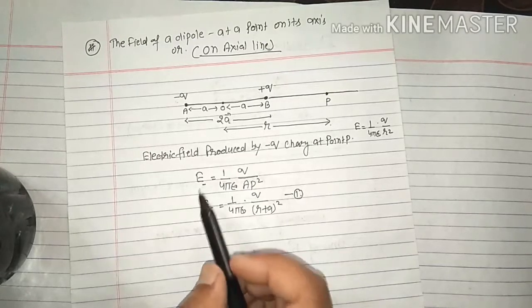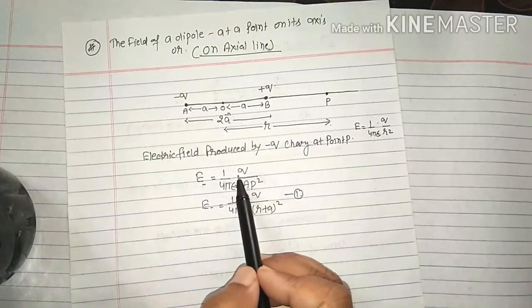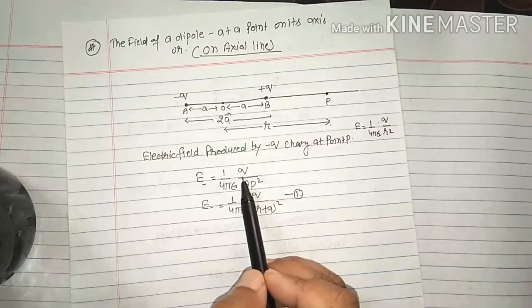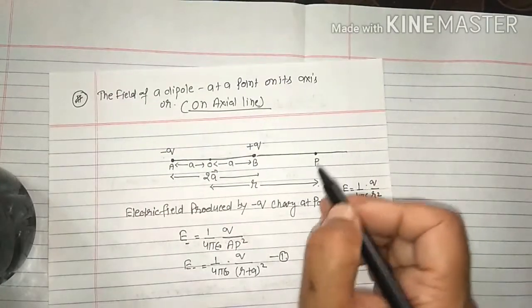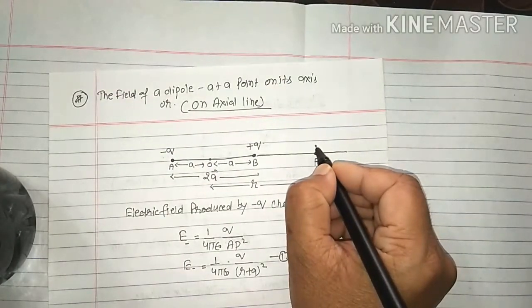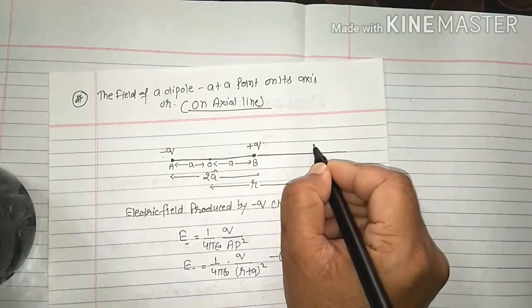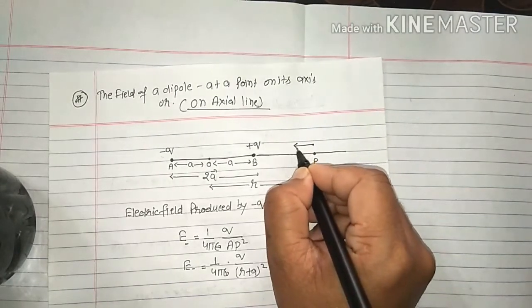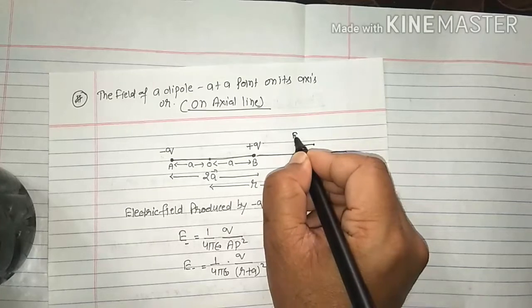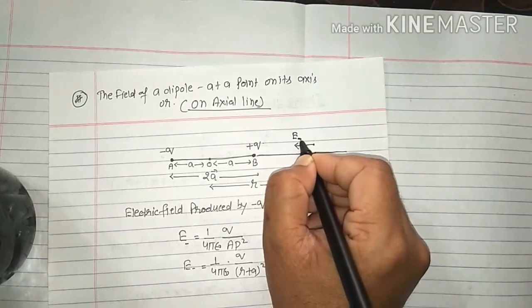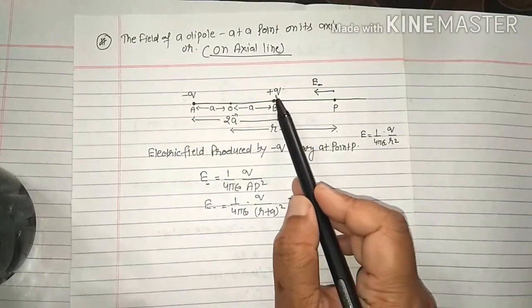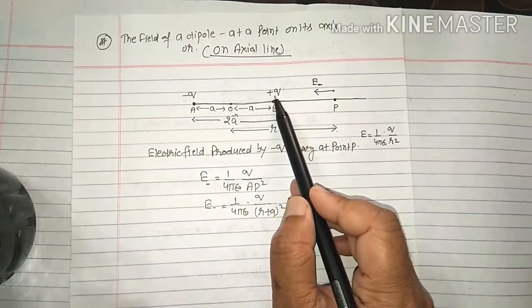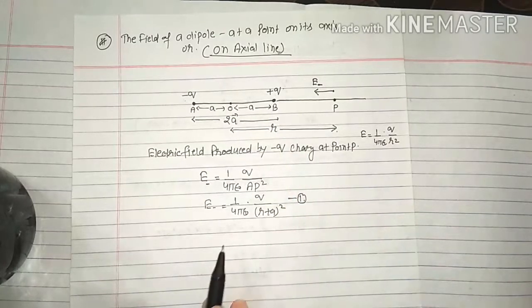And let me mention the direction of this electric field. Because the source charge is negative, the electric field produced by that negative charge will always be towards the source charge. So the direction of the electric field produced by this negative charge at this point will be towards the negative charge. So this represents the direction of electric field produced by this negative charge. And come to the next one: what will be the magnitude and direction of the electric field produced by this plus q charge?